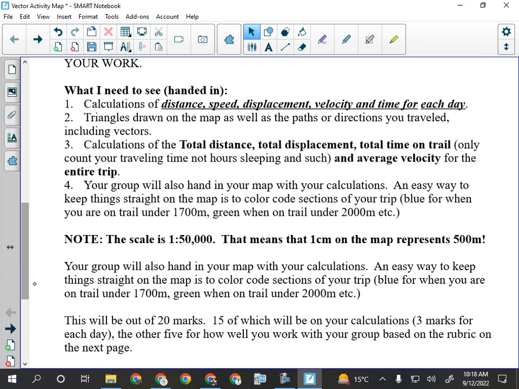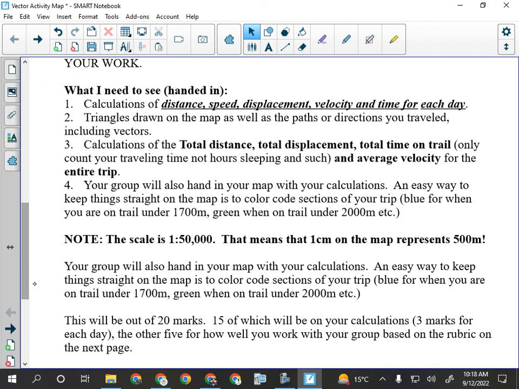So for the whole trip, what do you do with your distances? Add them all together. Your displacement's just from start to 5. Do your calculations, add up your times, all of that. So the calculations for those things for each day and for the whole trip at the end. We're going to want to see a sheet with that.